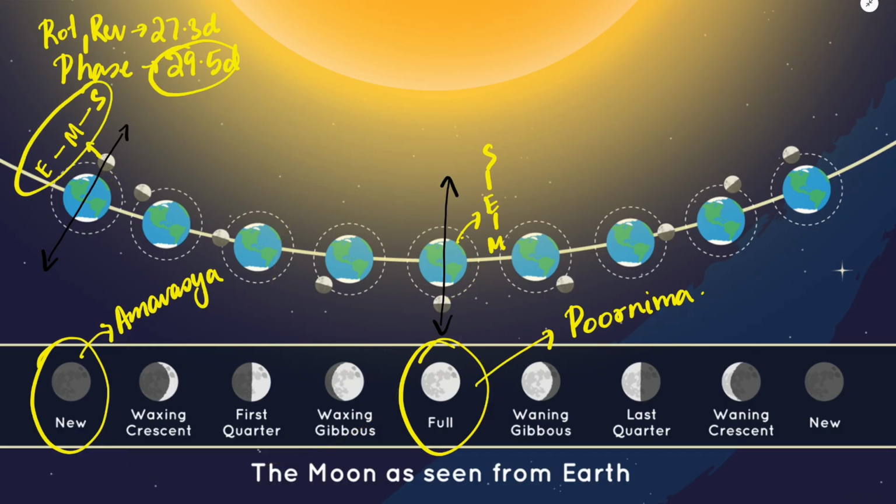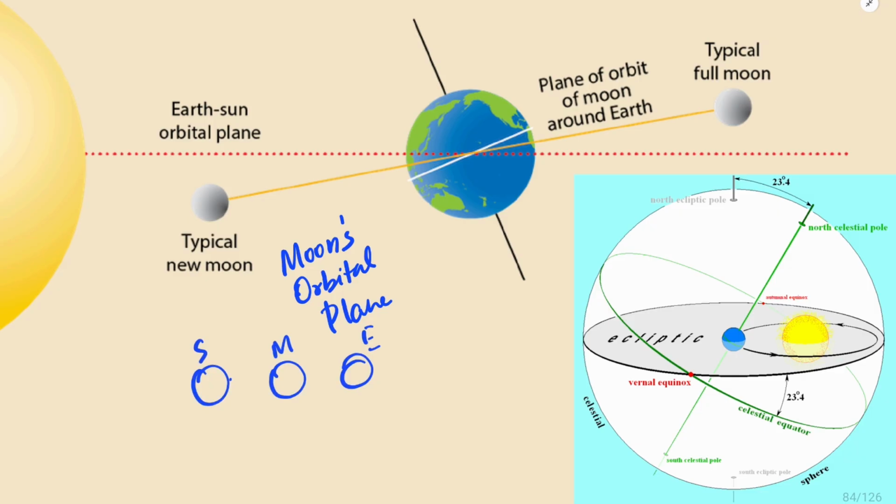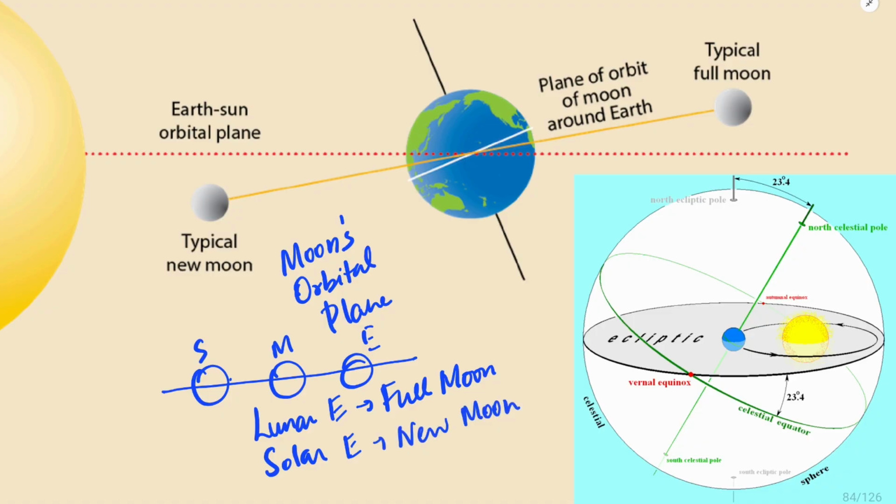If the Earth, Sun, and Moon are in a straight line during new moon and full moon, why don't we see solar eclipses or lunar eclipses every month? The answer lies in the Moon's orbital plane. If the Sun, the Moon, and the Earth were perfectly aligned every full moon and new moon, we would get a lunar eclipse every full moon and a solar eclipse every new moon.